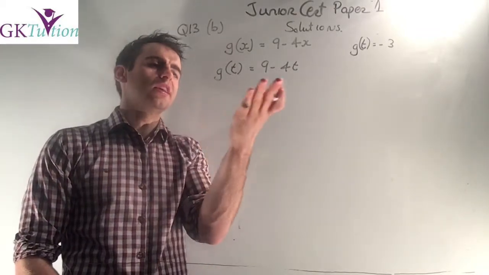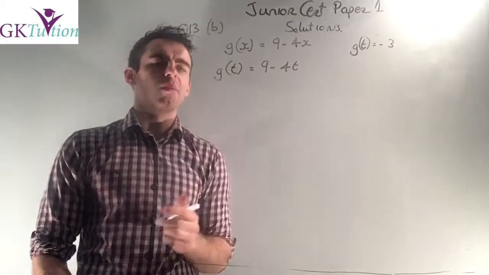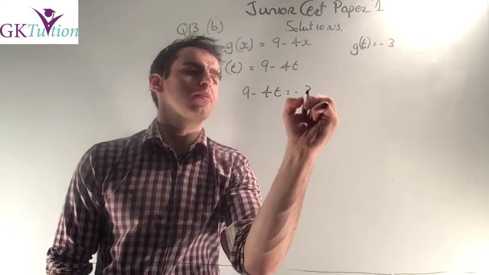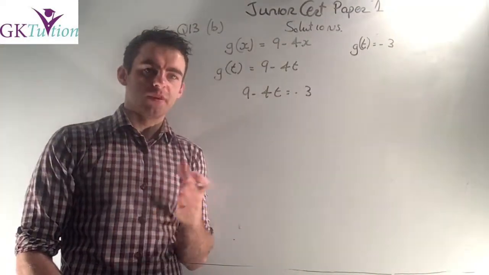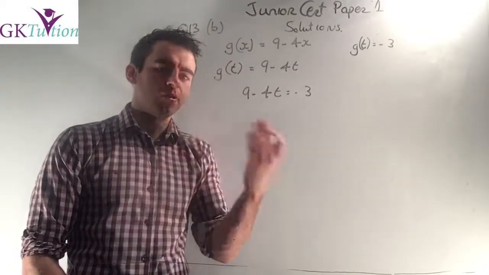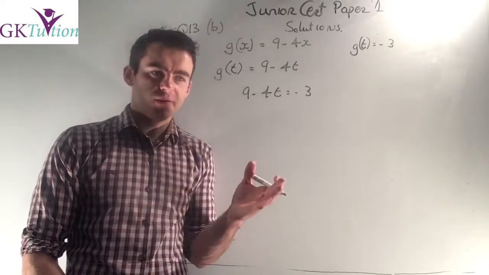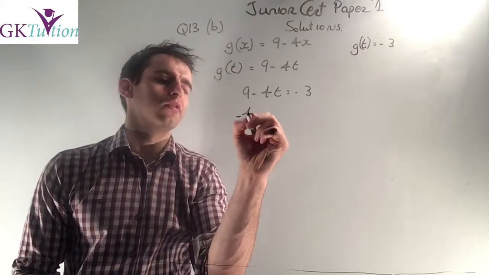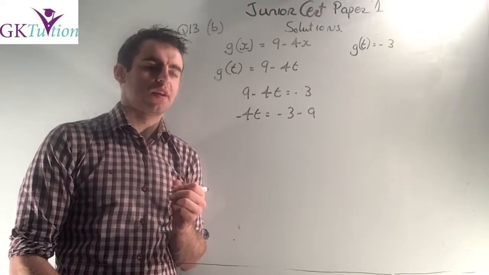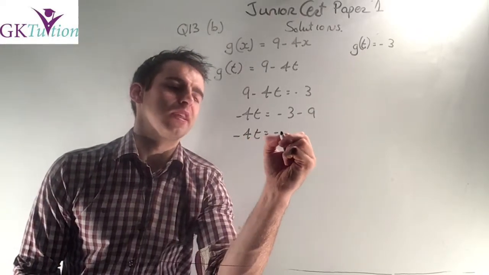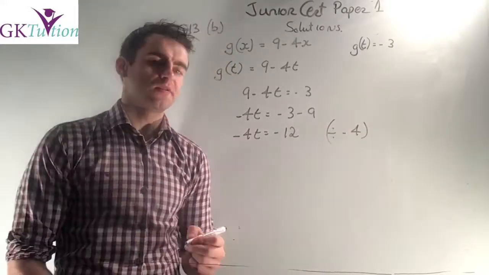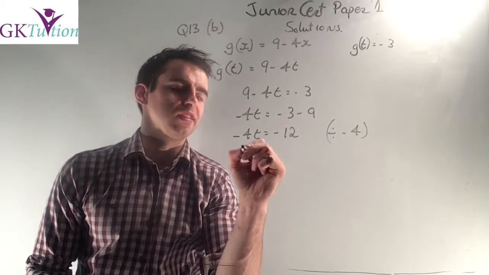So if I know that g of t is equal to 9 minus 4t, and g of t is equal to minus 3, I can just let them equal each other. So 9 minus 4t is equal to minus 3. This is the first step where I'm in familiar territory. This is just basic algebra. I've just got numbers and letters. So all I need to do is bring my numbers to one side, keep my letters on the other side, and solve for t. I can just subtract 9 from both sides. I get minus 4t equals minus 3 minus 9, which means minus 4t is equal to minus 12. To get t on its own, I'm just going to divide both sides by minus 4, in which case my final answer is t is equal to 3.